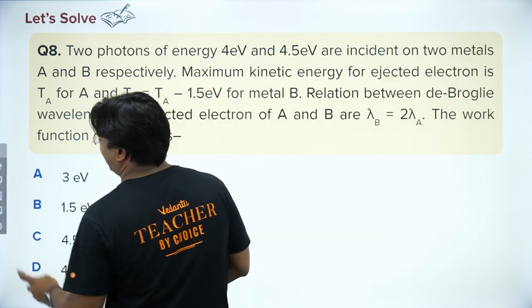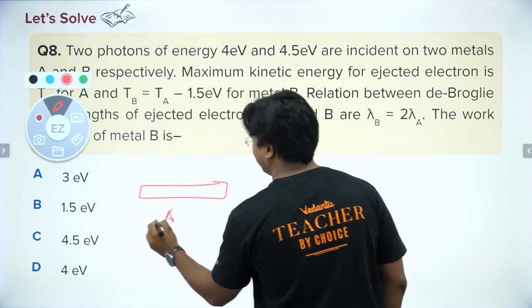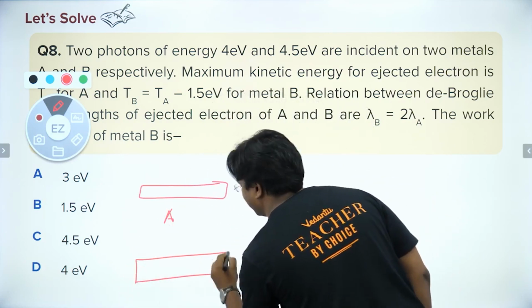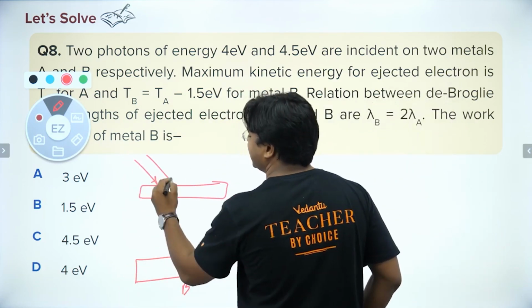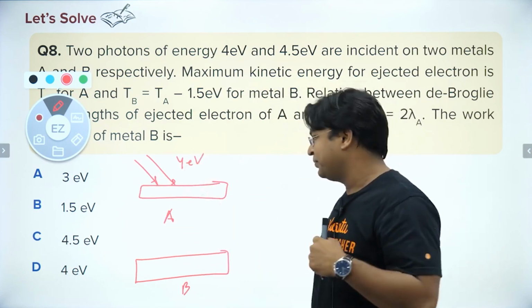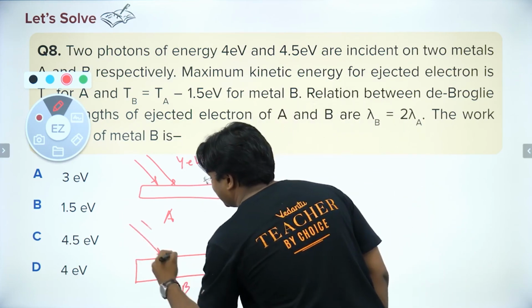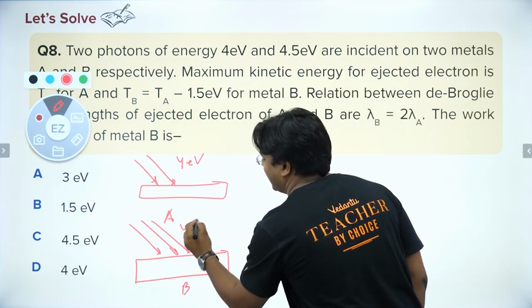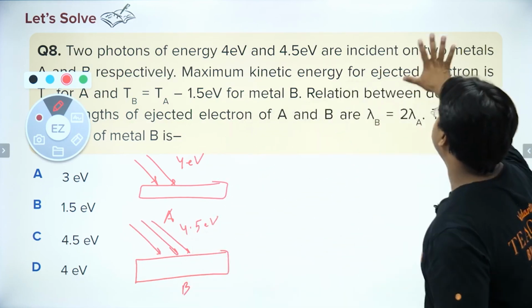So at least we can start by drawing 2 metal plates. One of the metal plates is A and the other is B. This metal plate is irradiated with light having photons of energy 4 electron volt. This metal is irradiated with light having photons of energy 4.5 electron volt. So this much part I have understood.